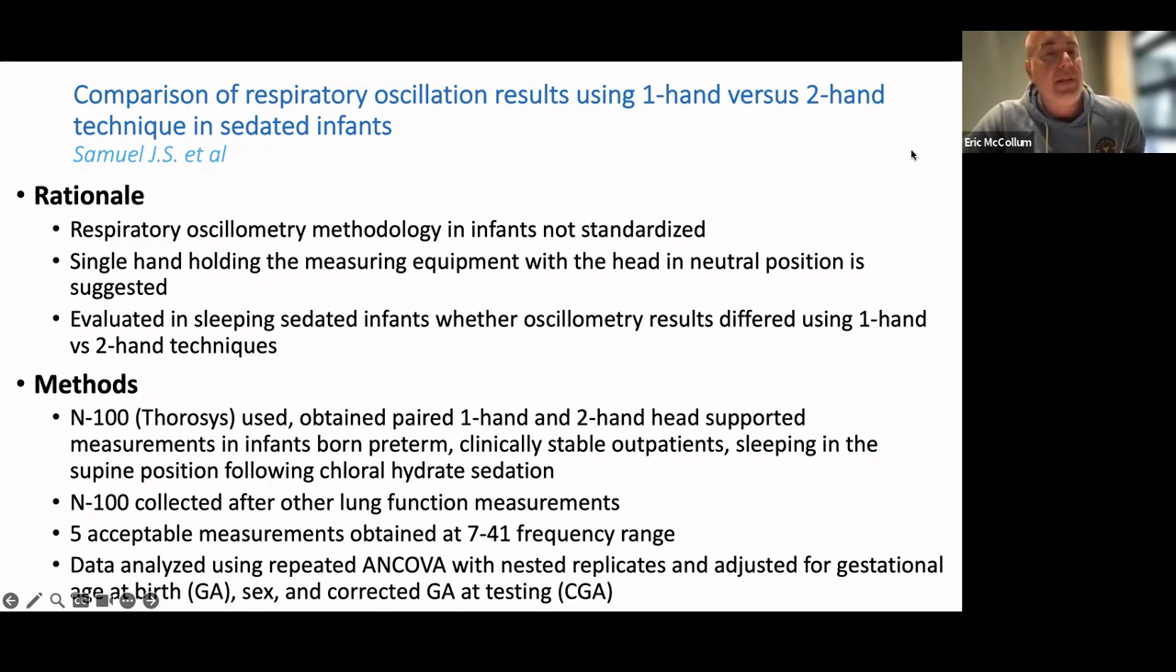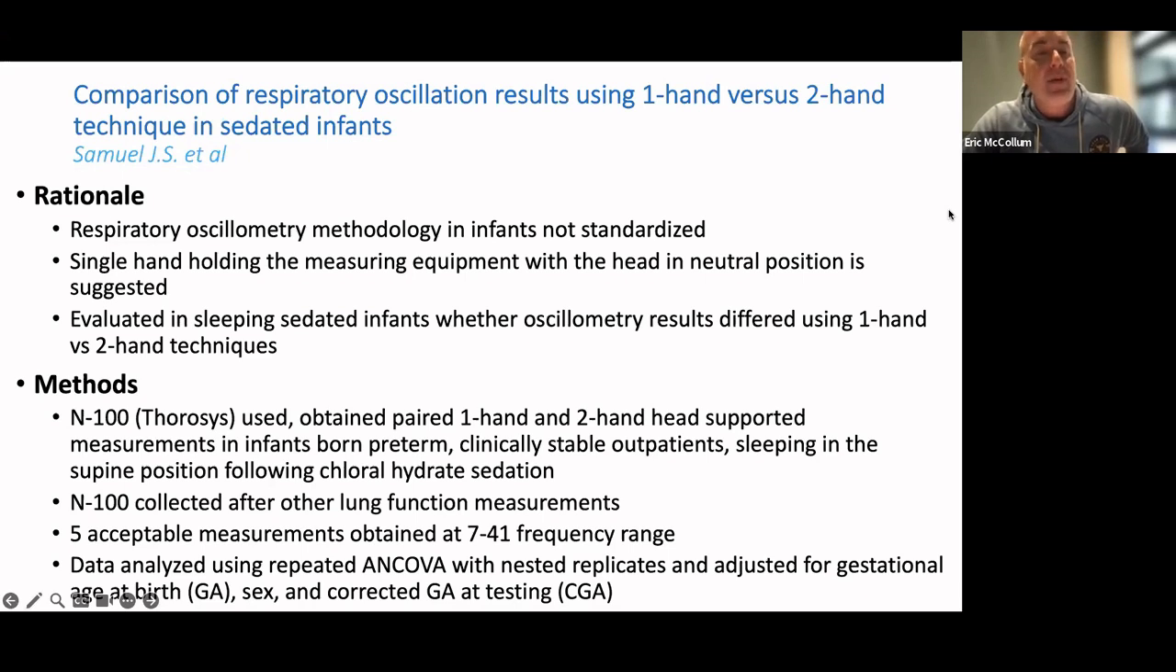This is Samuel J.S. et al. in their group. The rationale here is that we don't really have a great methodology in infants. It's not standardized when doing oscillometry. It's currently suggested to use one hand holding the measuring equipment with the infant's head in the neutral position.